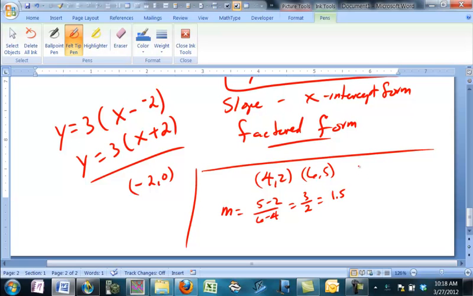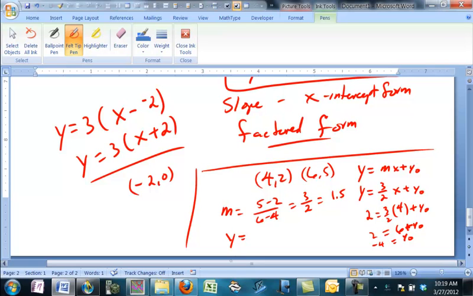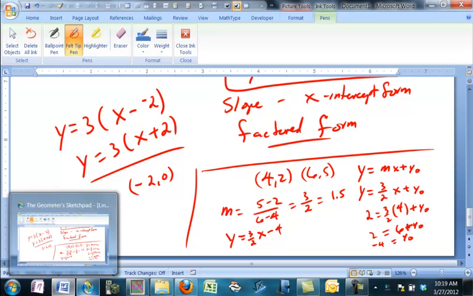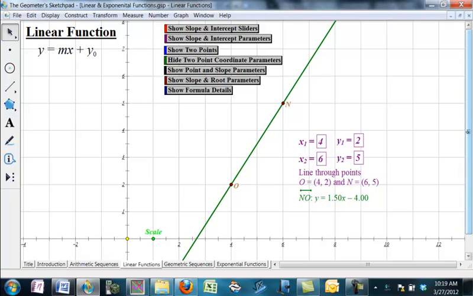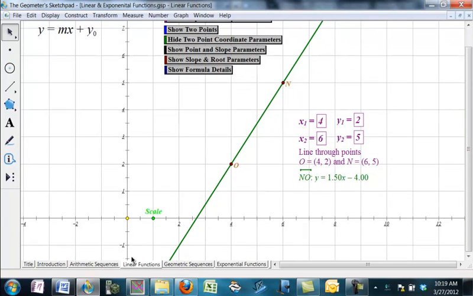We can do this a couple of ways. If we want the y equals mx plus y sub 0 formula, we could plug in this m, 3 halves x, plug in a point that we know, like (4, 2), and simply solve for y0. 4 divided by 2 is 2, times 3 is 6, and solve for y0. We subtract 6, it's negative 4. So one way we'd write the formula is y equals 3 halves x minus 4. That says that when we look at the graph, it should be crossing the axis down here at negative 4, if we could go down far enough.